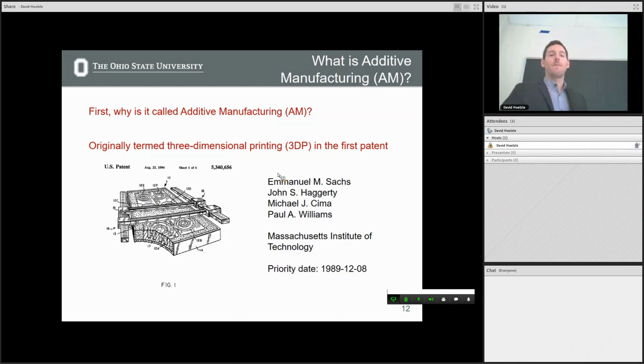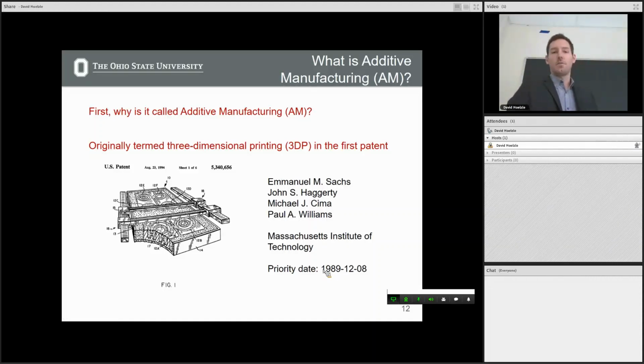Okay, so first, why is it called additive manufacturing? This is a little bit of a history to it. First off, the very first additive manufacturing tool was called three-dimensional printing. This is an image from the patent of the very first additive manufacturing tool. This came out of MIT. This is now what we call binder jetting. This is the first patent in 1989, right? So we're coming close to 30 years now for additive manufacturing.